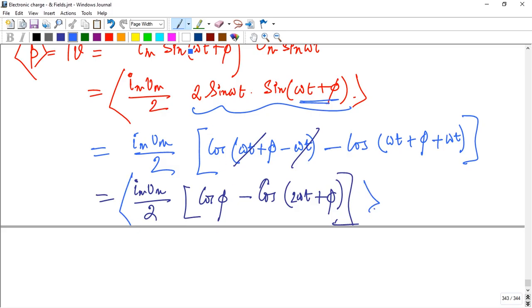So in the case of average power, Im Vm by 2 is very important. Now the first function, cos phi, is a frequency independent function. The other present here is a frequency dependent function. The full cycle integration of the frequency dependent function is 0. We know that; we solved this two or three times in the previous class, and that's why I skip that part.